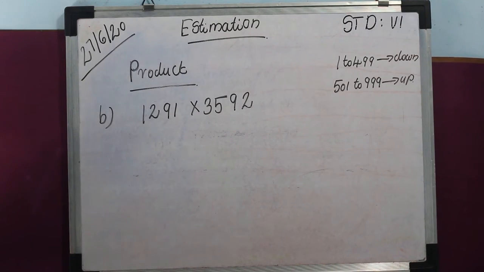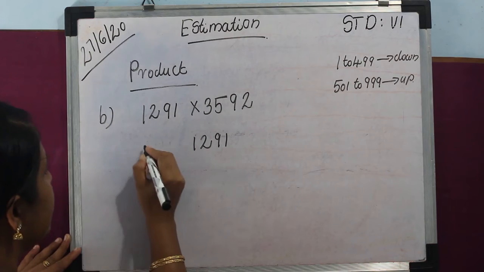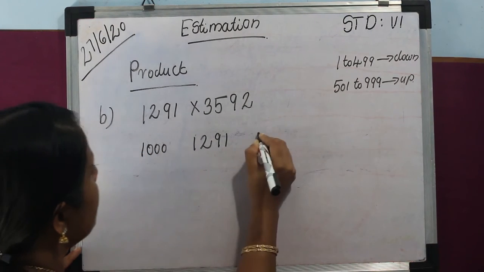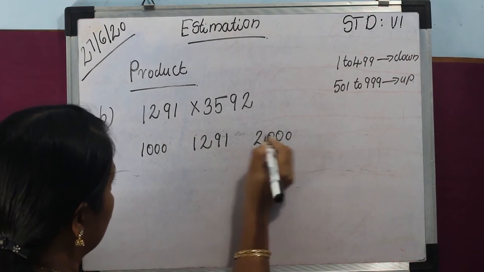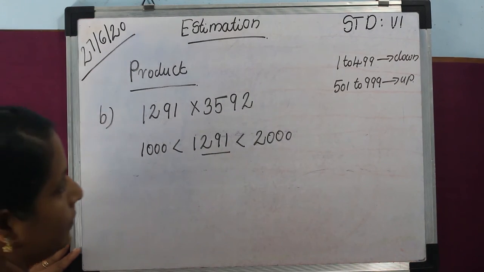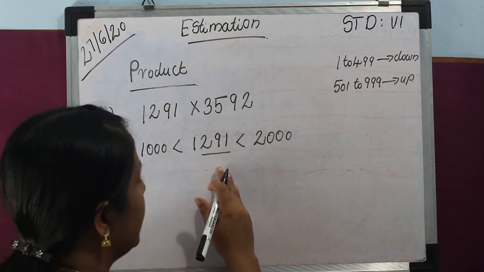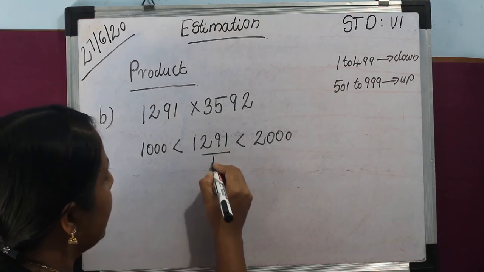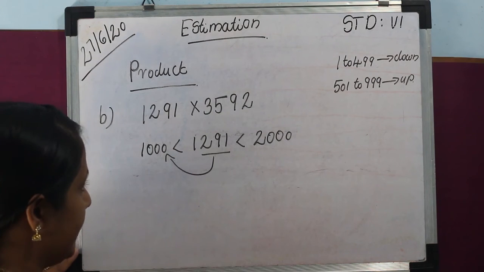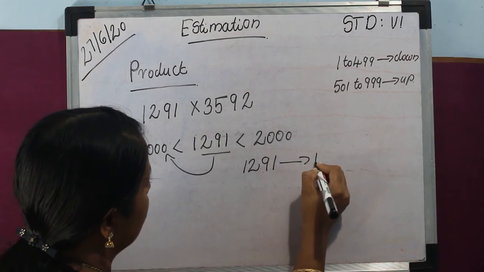Then our second example. Consider the number 1291 multiplied by 3592. Then our first number is 1291. 1291 lies between 1000 and 2000. Next we take the number 291. We know that 1 to 499 is rounded down to the first number. Here our number is 291. Therefore 291 is rounded down to the first number. That is, 1291 is rounded down to 1000.